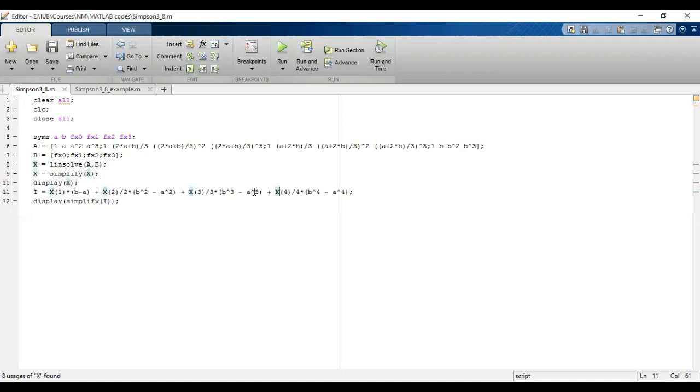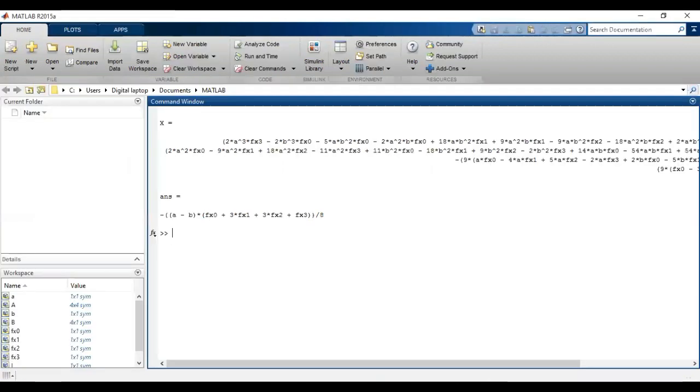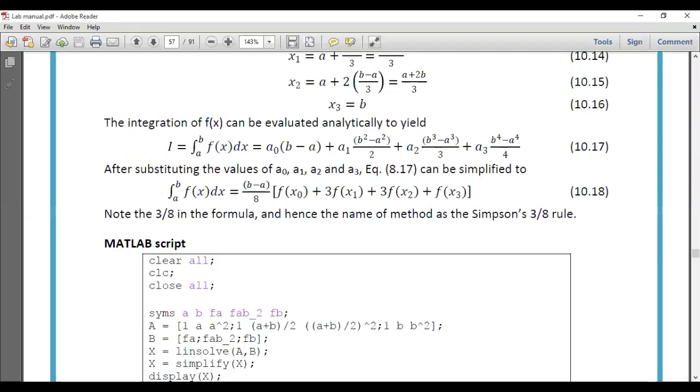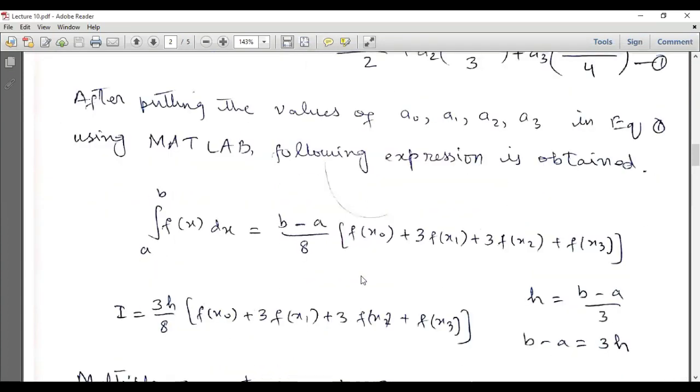So after putting these values in this expression, we will get the integration. So that integration is equal to this expression. Luckily, this expression is quite simple, and it is equal to (b minus a) divided by 8 into f of x0 plus 3f of x1 plus 3f of x2 plus f of x3. This is the same expression which I have written over here and here as well.